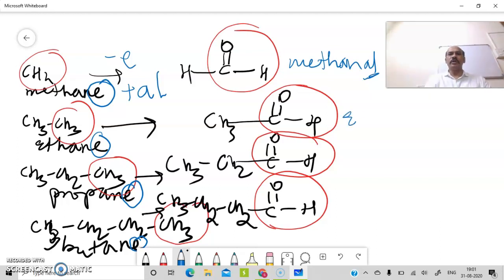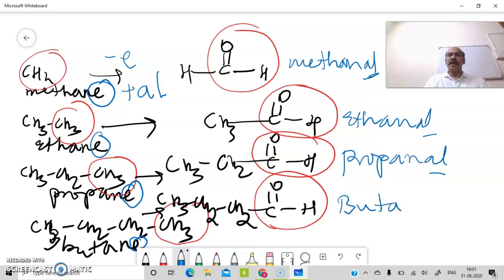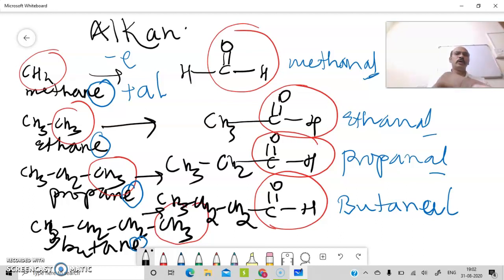The name of the second molecule will be ethanal. What will it be? Propanal. And what will it be? 4 carbons are there, so the parent alkane is butane and that E you have to replace by Al. So what is the IUPAC wording for aldehydes? The IUPAC wording for aldehyde is alkanal.